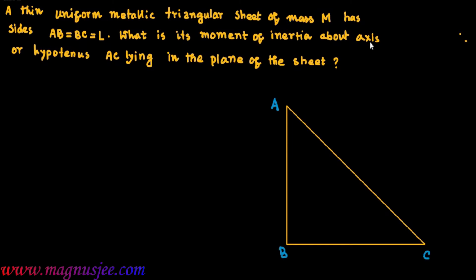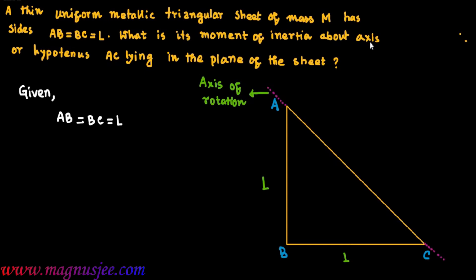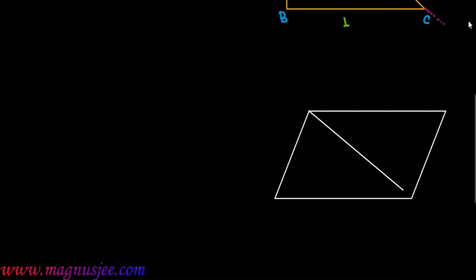In the diagram, ABC is the uniform metallic triangular sheet of mass capital M, and AC is the axis of rotation, the hypotenuse of this triangular sheet. The length of two sides, AB and BC, is equal to L. We have to find I_T,AC, the moment of inertia of the triangular sheet about the axis AC.